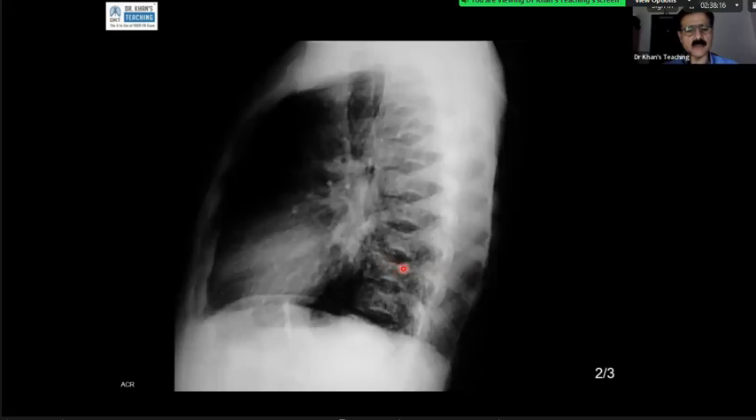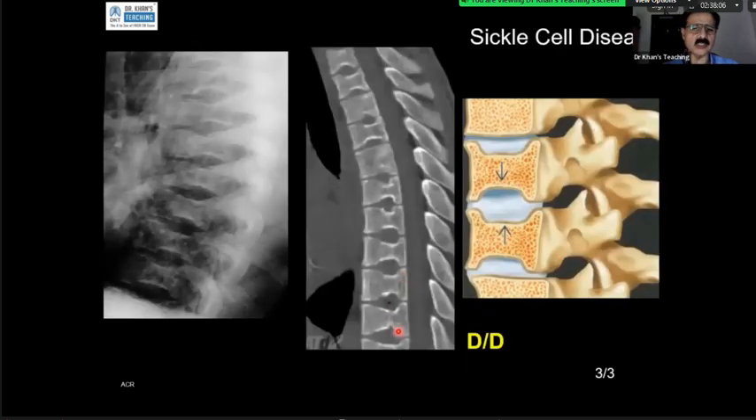So that is why in the central portion of the vertebra, because of sickling, there is avascular necrosis and there is collapse. So on a CT scan, this is how it will look. This is a different case. And of course, as a diagram, this is how it will look.